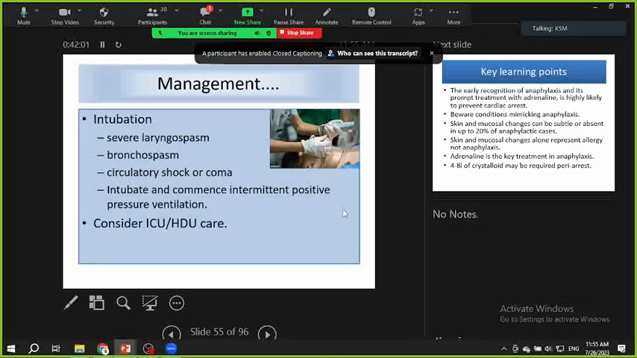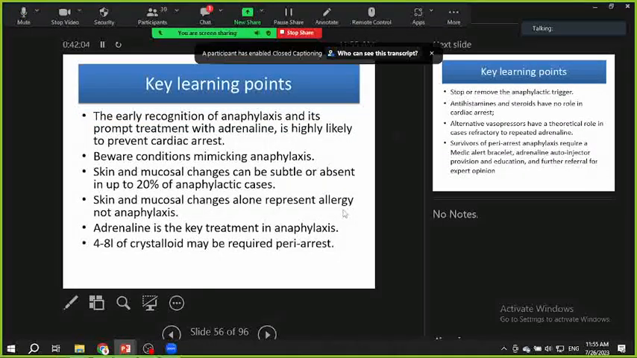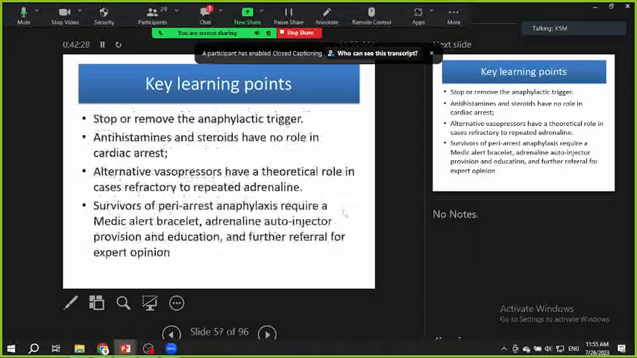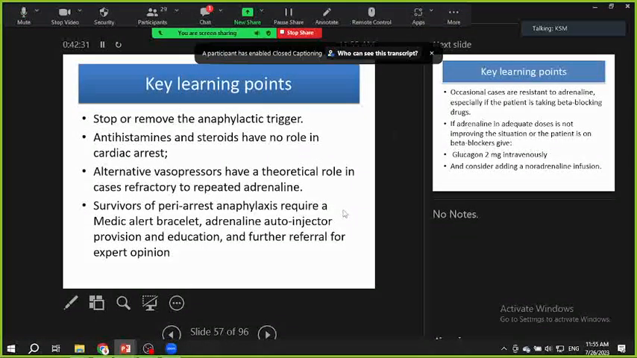The other things, antihistamines, H2 blockers, and corticosteroids, come later on, and intubation in severe bronchospasm. Okay, key messages. Early recognition of anaphylaxis is very important because it can likely prevent cardiac arrest. And we have to be very careful about conditions mimicking anaphylaxis. Skin and mucosal changes can be subtle and are absent in about 20% of patients. Adrenaline is the treatment of anaphylaxis, and some patients might need 4 to 8 liters of saline.